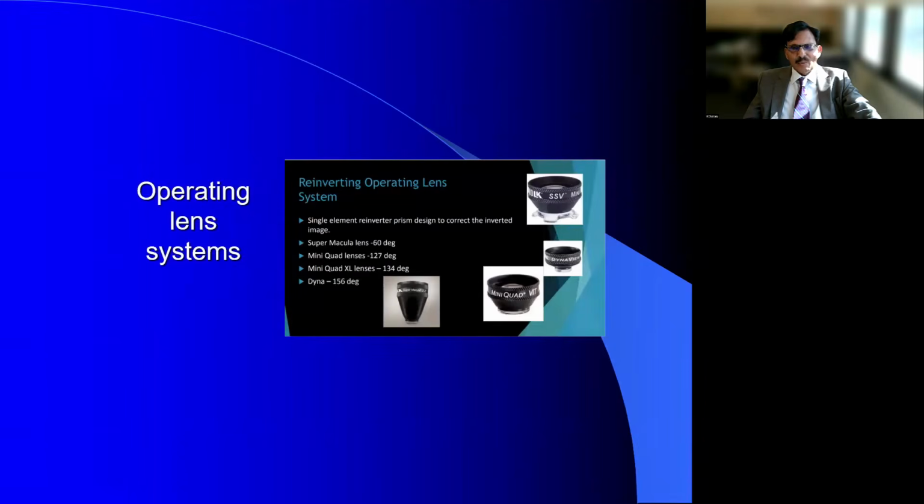And then you can have operating lens systems. There are varieties. You have a mini quad, which is a much larger system. It gives you around 180 degrees. And Dynaview, this is specifically made for pediatric patients. And these are the ones that you can put in a ring instead of foot plates if you want stability. There are multiple ways to deal with this. These are available and each of them has a particular purpose. Especially if you're doing an ROP case, Dynaview is very useful.